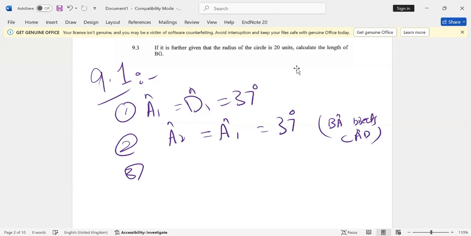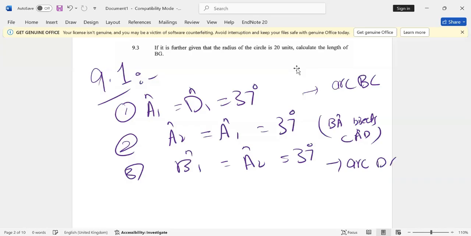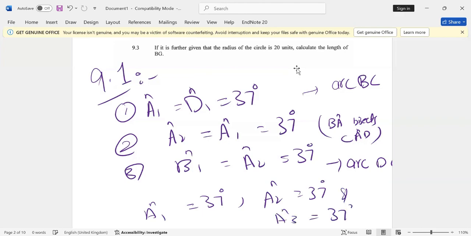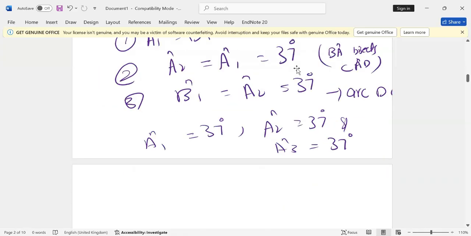The third point we have to make is that B1 equals A2, that is also equal to 37 degrees, angle subtended by the arc DC. Over here the arc BC, and over here the arc DC. So A1 equals 37 degrees, A2 also equals 37 degrees, and A3 also equals 37 degrees. That is the required thing that we have to find out in this question. So the next question is 9.2.